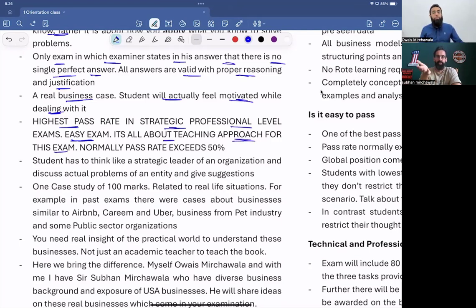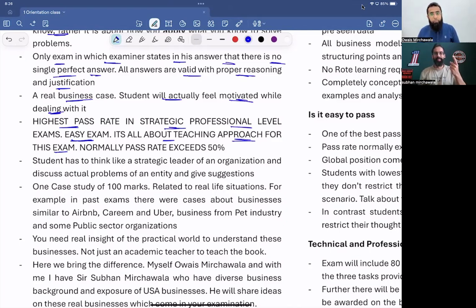See, the paper is of 100 marks. Normally, other ACCA papers also, you get four questions, 25 each, or maybe five questions, 20 each. Why is it easy? Because for 100 marks, there's only one question. See, look at my viewpoint, look at my perception.